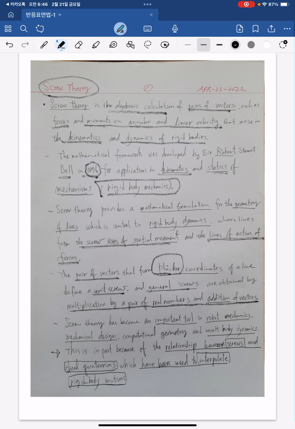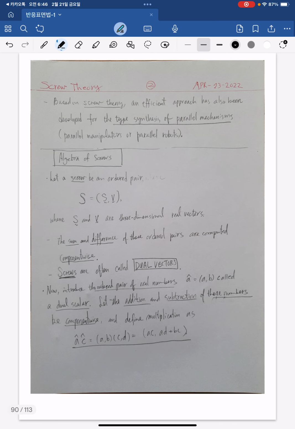Screw theory has been an important tool in robot mechanics, mechanical design, computational geometry, and multibody dynamics. This is in part because of the relationship between screws and dual quaternions, which have been used to interpolate rigid body motions. Based on screw theory, an efficient approach has also been developed for the type synthesis of parallel mechanisms, parallel manipulators or parallel linkages. Algebra of screws.